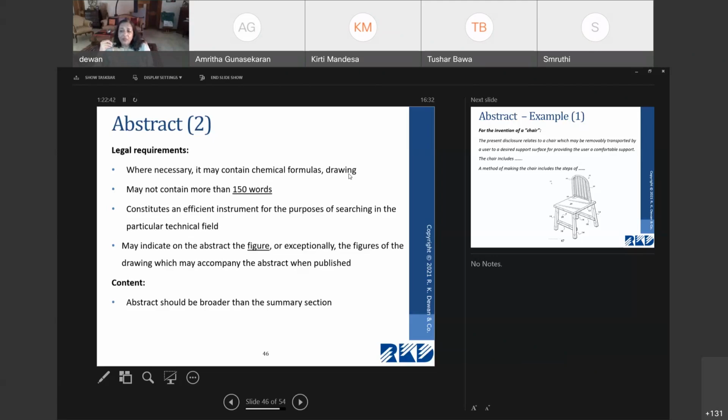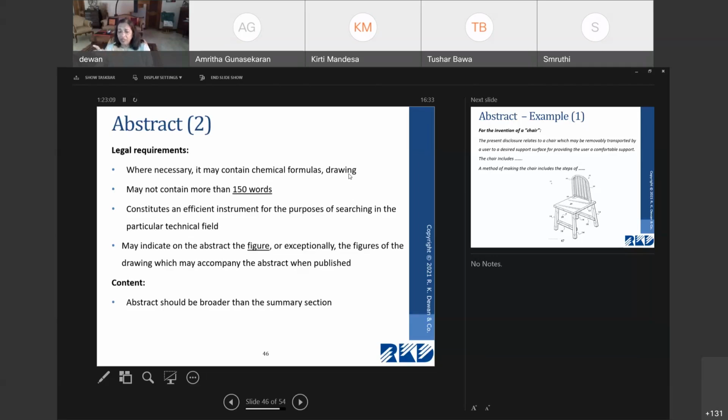Therefore, it is a good practice. You may get an objection, or if it is not there, the application may be left pending and the publication might get delayed. So it's a good practice to specify that this is drawing number 4, drawing number 3, or drawing figure number 1, this is the sheet I want published with the abstract.